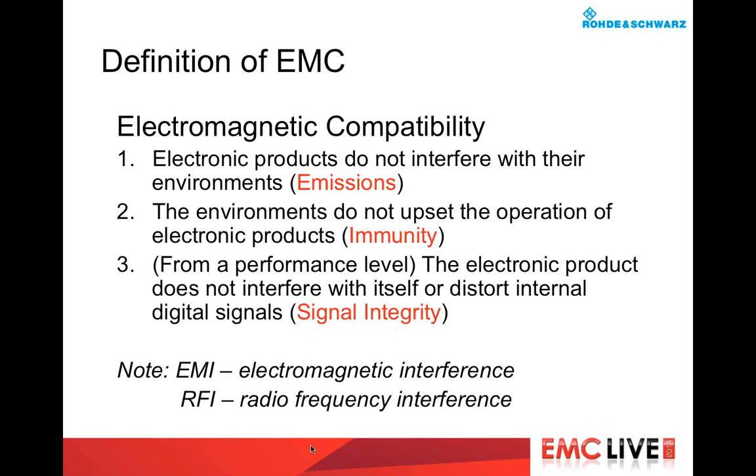But before we talk about that, I just wanted to give a short definition of EMC, just so everybody's on the same page here. Electromagnetic compatibility means that products don't interfere with their environments, and that would include emissions, and that the environments don't upset the operation of your product, and that would encompass immunity. There's a third aspect, though, which is becoming more and more important, and that's to do with signal integrity, where the product doesn't interfere with itself or distort internal digital signals.